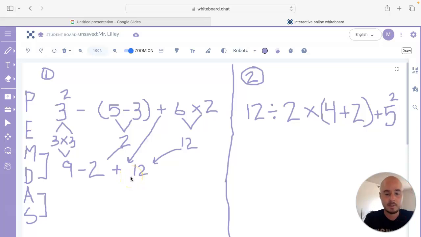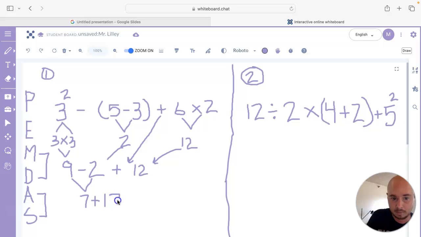If you were paying attention earlier in the video, you would have realized that just because the subtraction symbol takes place in PEMDAS after the addition, it's interchangeable with addition. So when there's only subtraction and addition left, even though subtraction comes last, you work your way from left to right. And so from left to right, it's 9 minus 2 first, which is 7. And then it's plus the 12 that's left.